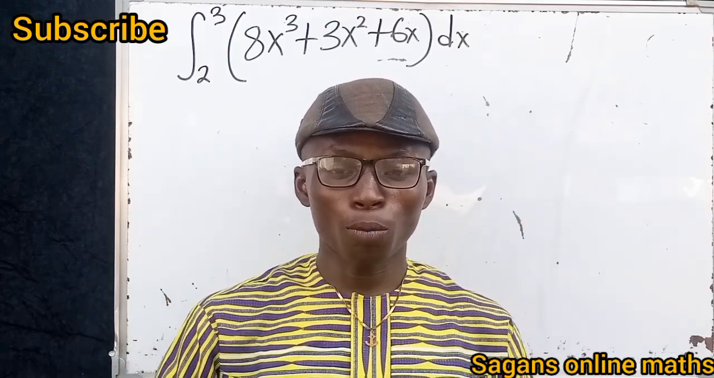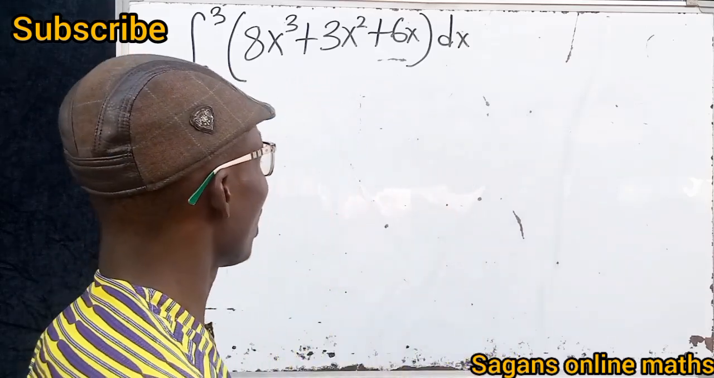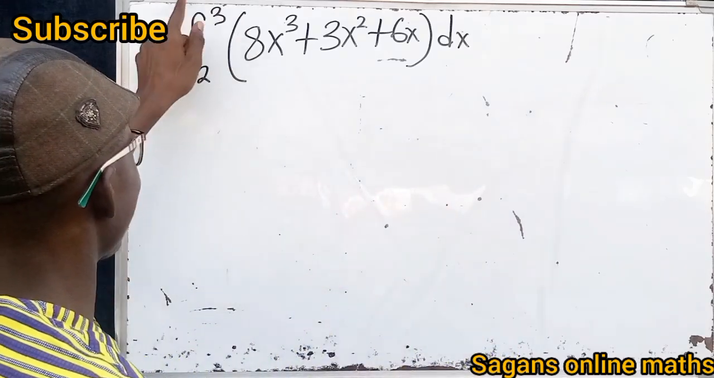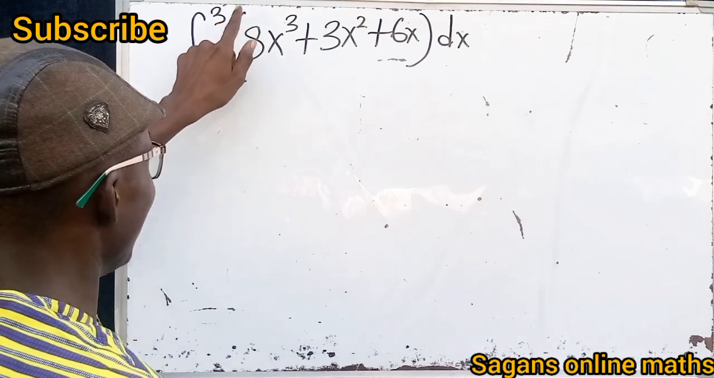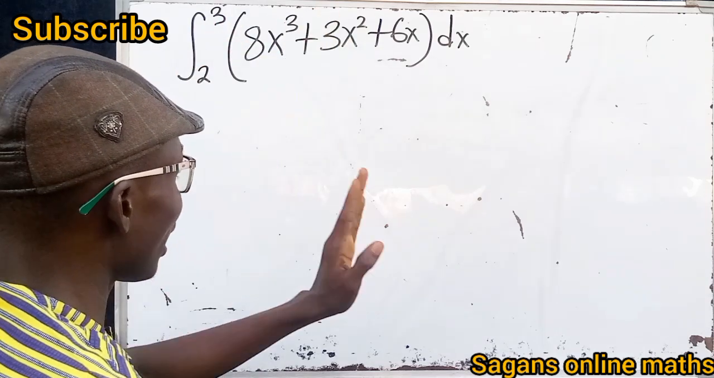In this video I'm going to provide a solution to this particular question. Okay, now let's look at this problem on the board. Now look at what you are given. You are given the integral from 2 to 3 of 8x to the power of 3 plus 3x squared plus 6x dx.